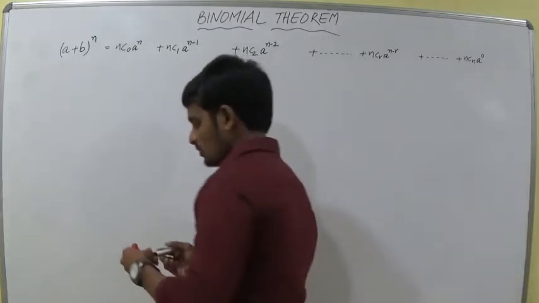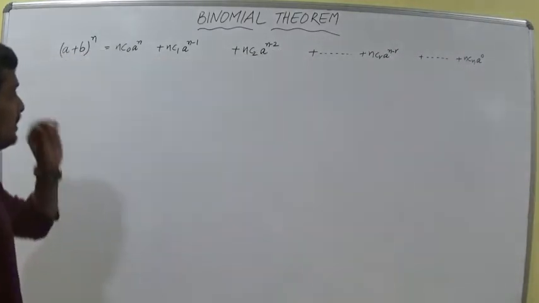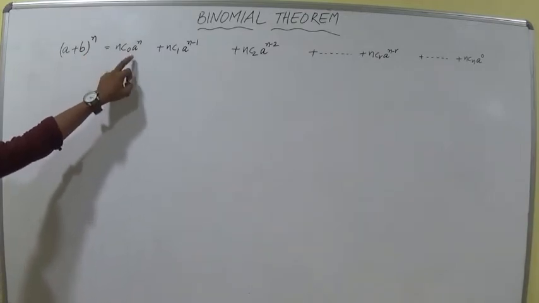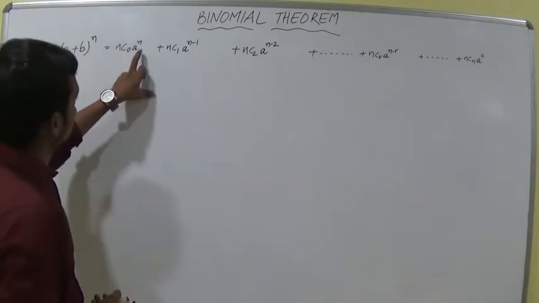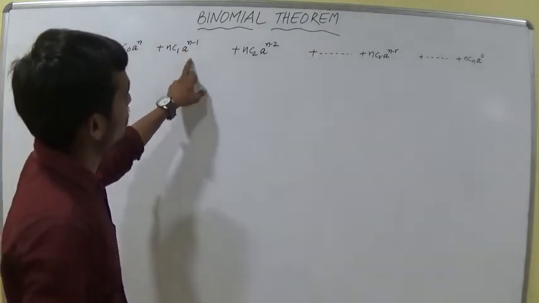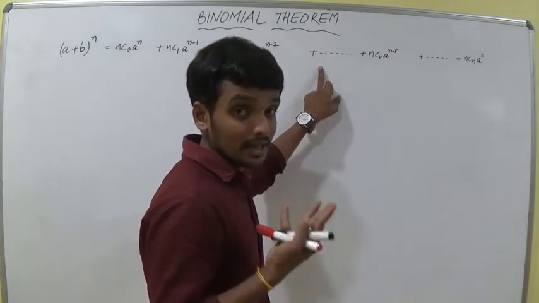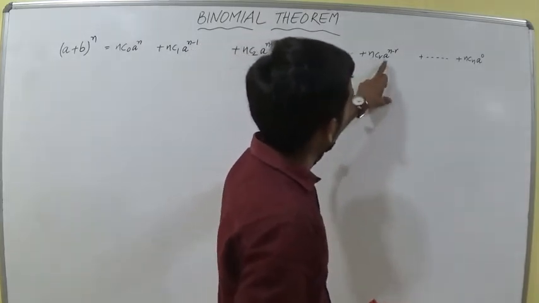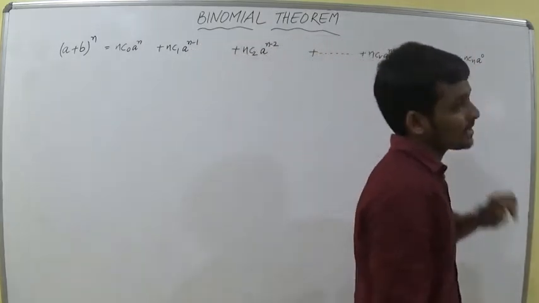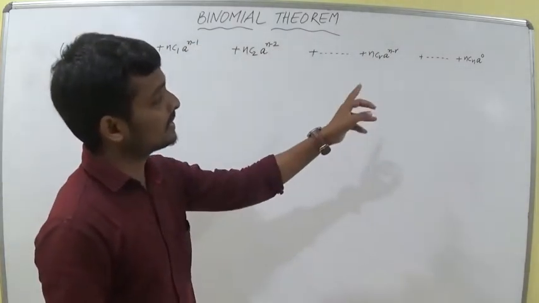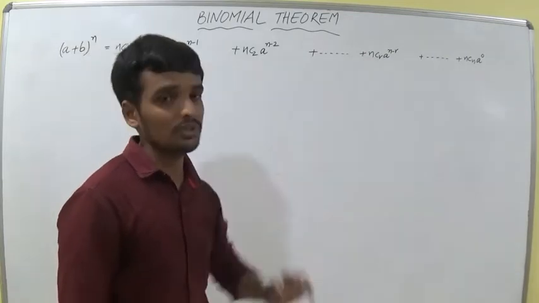So I told you again, the exponents of a are decreasing. a to the n, then n minus 1, then n minus 2, and the next term is n minus 3, here n minus r, and the last term is decreased to 0. That's why it is nCn, a to the power of 0.